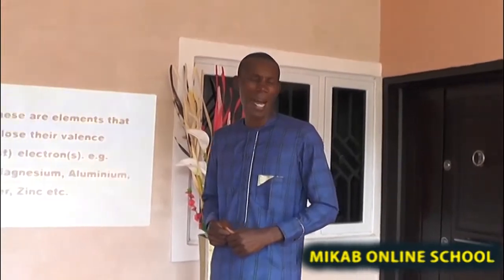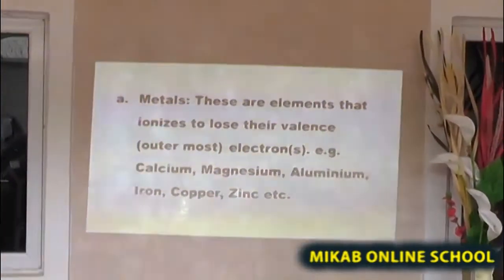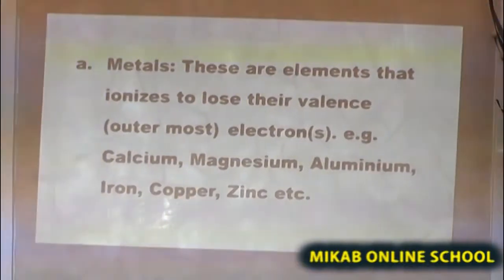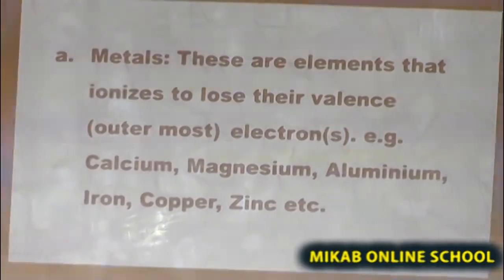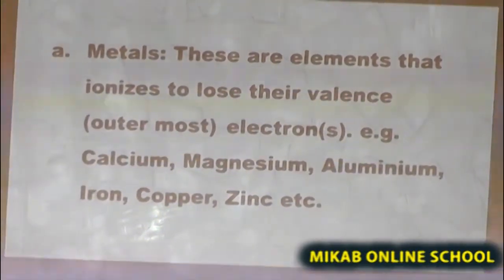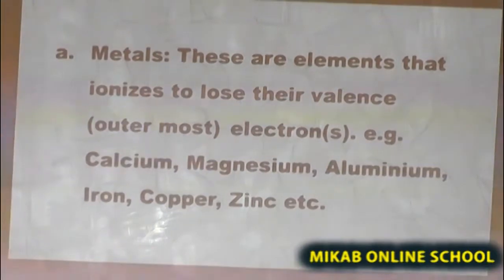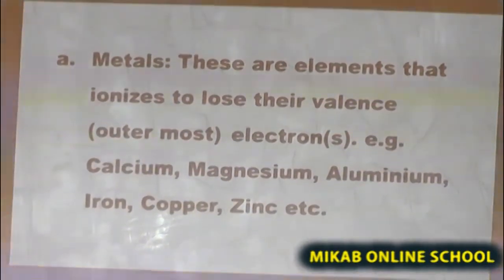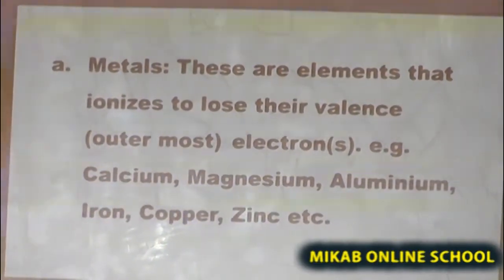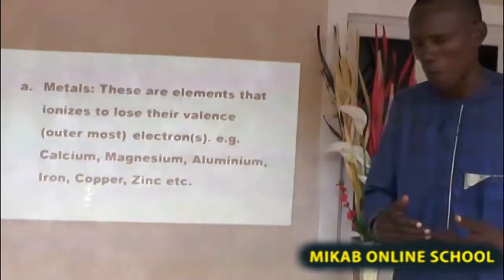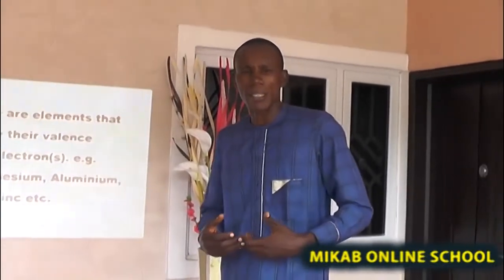Examples of metals are sodium, potassium, magnesium, aluminium, copper, zinc, iron, and so on and so forth. They all ionize to lose their valence electron, and they still possess some other qualities that make them metals. For instance, they are ductile, they are sonorous, and of course they have high boiling points, and so on and so forth.